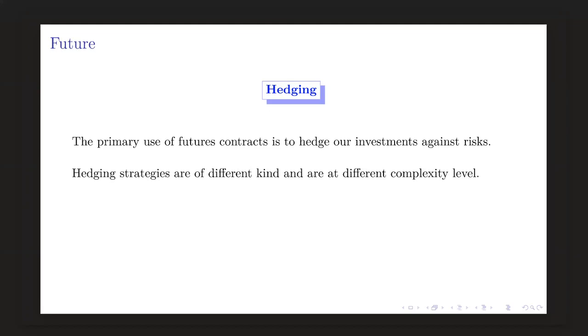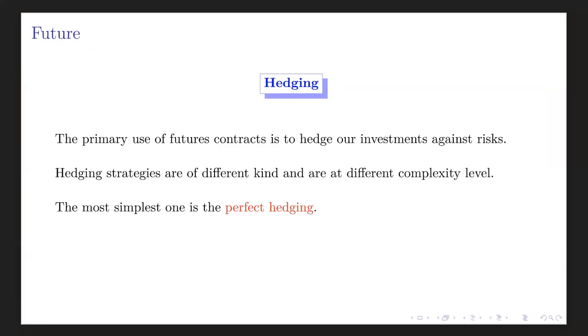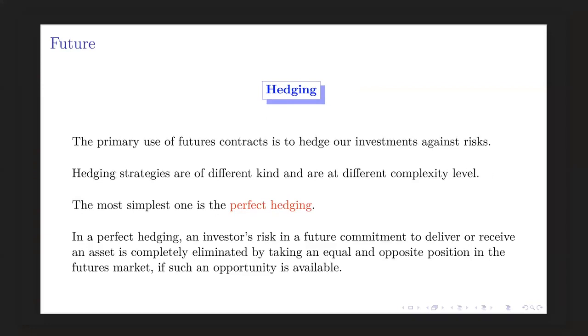Hedging strategies are of different kinds and are of different complexity levels. The simplest one among all these is the perfect hedging. So let us try to understand what this perfect hedging is. In a perfect hedging, the investor's risk in a future commitment to deliver or receive an asset is completely eliminated by taking an equal and opposite position in the futures market. If such an opportunity is available, let us illustrate this through an example.